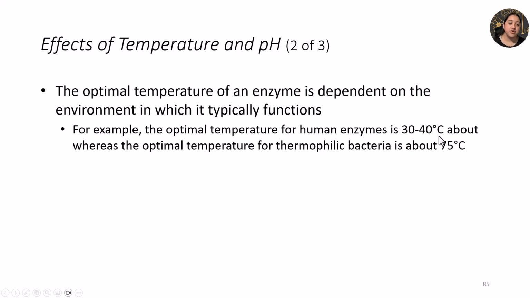But for other organisms that live in extreme environments, they're going to need higher temperatures or maybe even lower. So thermophilic bacteria are bacteria that live in super high temperatures, and so their optimal temperature can be higher because through natural selection, those enzymes have come to be able to withstand those temperatures. So the optimal temperature for those is about 75 degrees Celsius, whatever environment that kind of bacteria typically lives in.